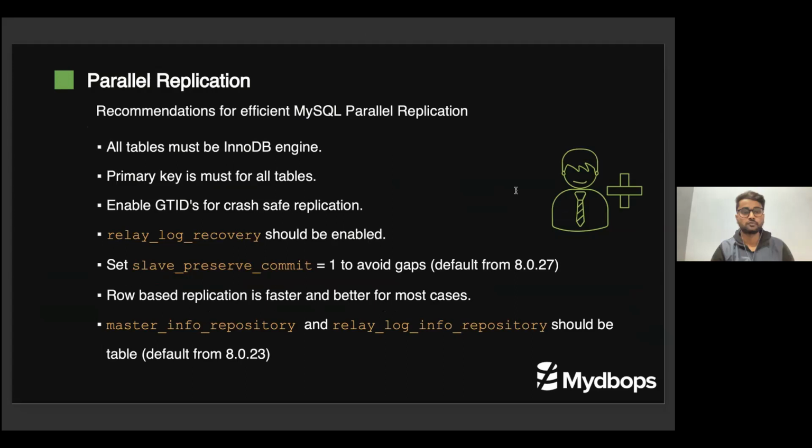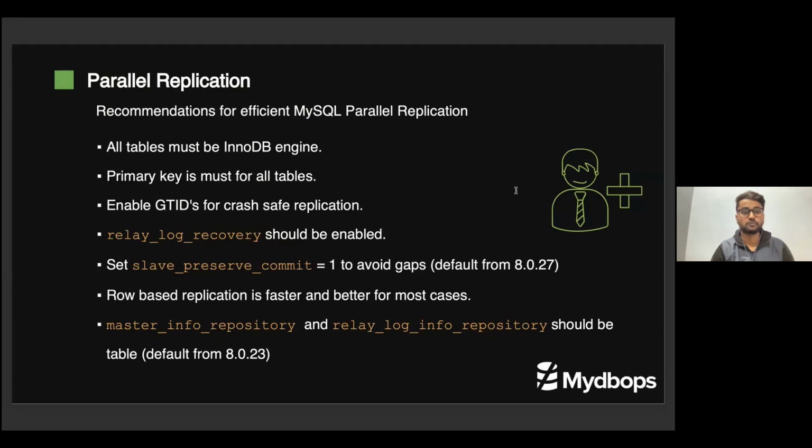Recommendations for efficient MySQL parallel replication. As I said earlier, all the tables should be in the InnoDB engine, and all the tables should have a primary key. Enable GTID for crash-safe replication to avoid inconsistency or missing any transaction during a crash. Relay log recovery should be enabled. Set slave preserve commit order to 1 to avoid gaps, which is the default from 8.0.27.